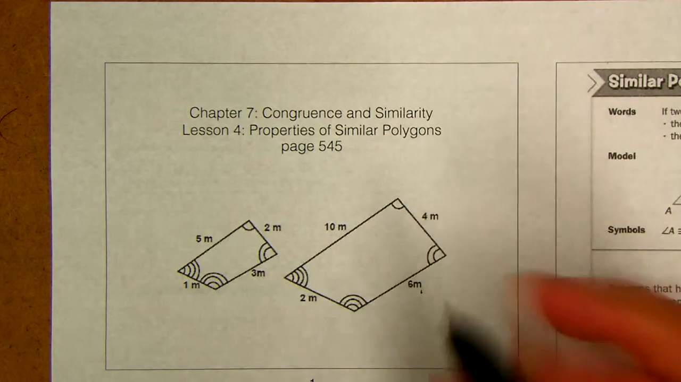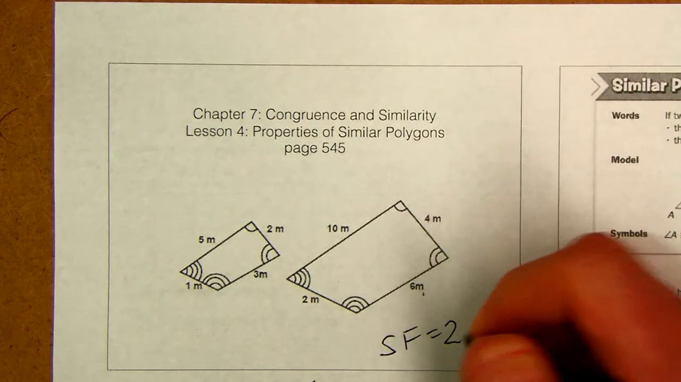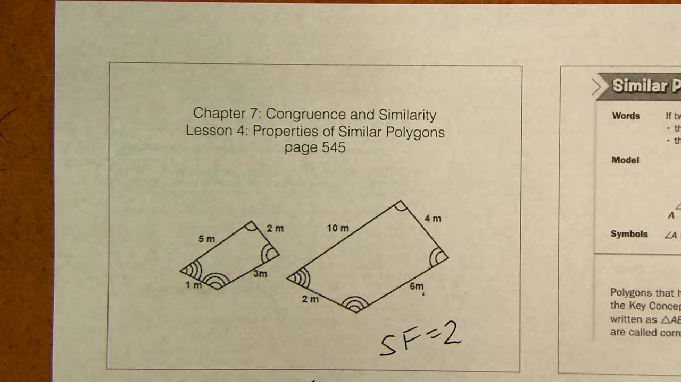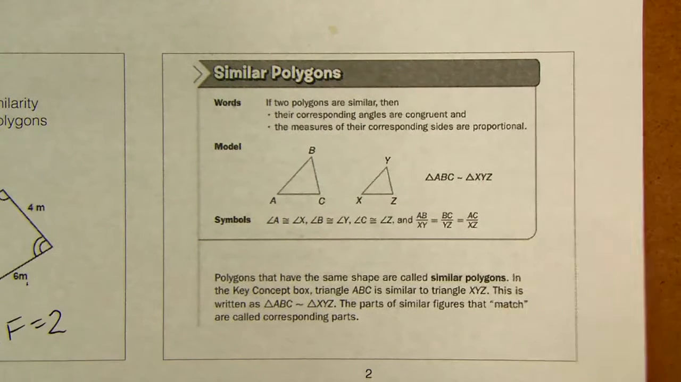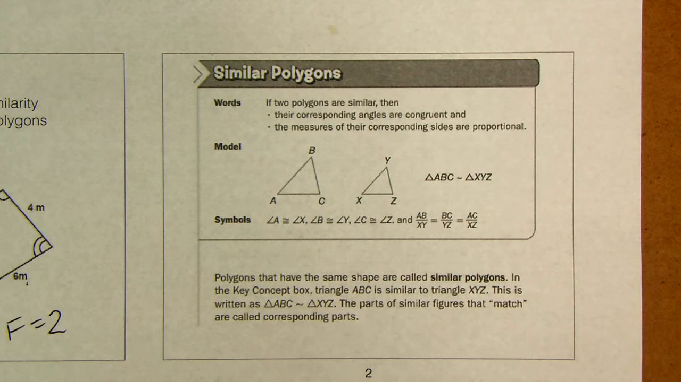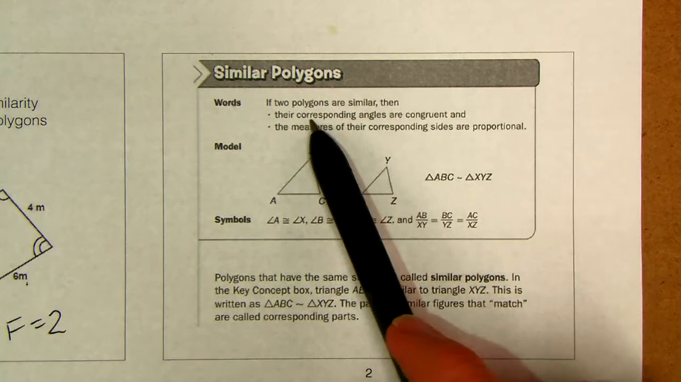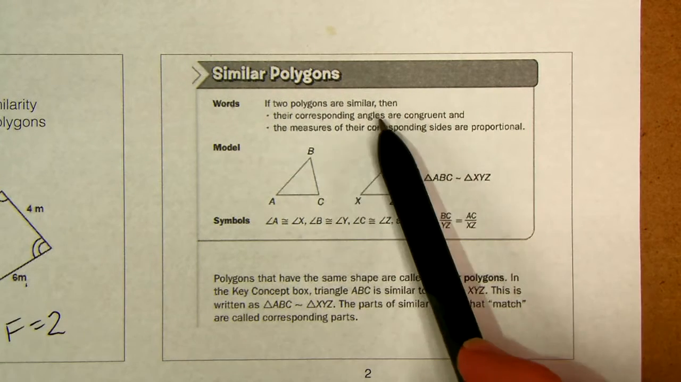In today's lesson, we're going to use the fact that when we know two figures are similar, they share the scale factor. We're going to use that scale factor to find the measures of missing side lengths, mostly side lengths. So if two polygons are similar, their corresponding angles are congruent, which they tell you, and the measures of their corresponding sides are proportional.